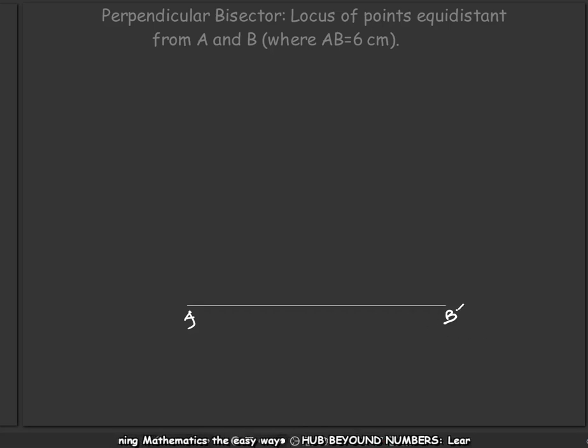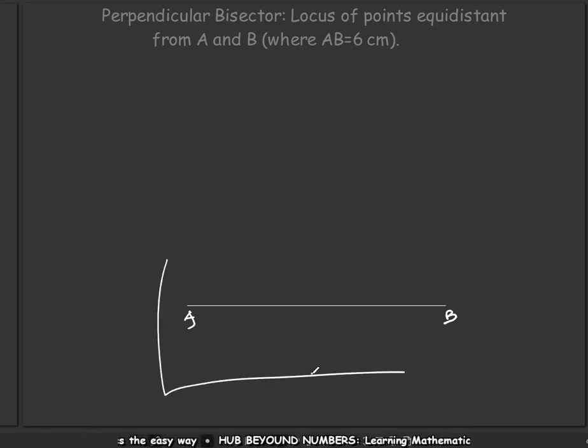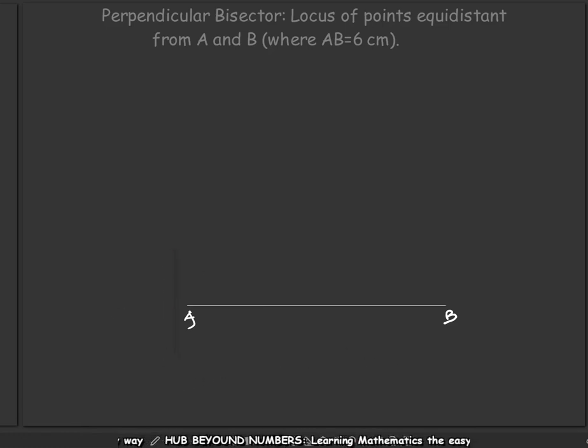And this here is going to be my B. So we want a point such that if you measure from A to that point, it will be the same as measuring from B to that point. You see? Then we call it a perpendicular bisector. So let's look at how we construct this perpendicular bisector.